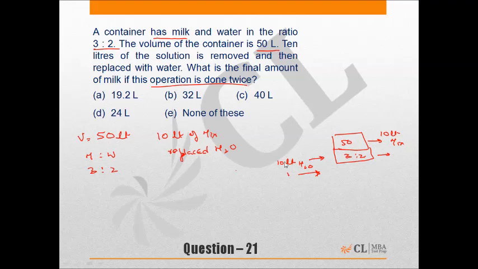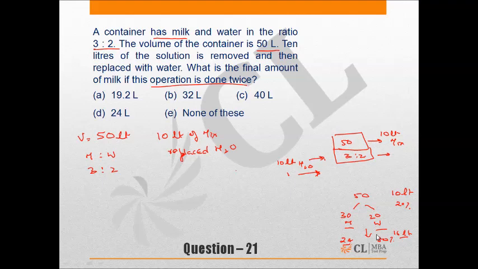Secondly, this mixture had 50 liters of milk and water, out of which originally 30 liters were milk and 20 liters were water. When you are removing 10 liters of this mixture, you are removing 20% of the mixture, and hence the quantity of milk and quantity of water, both of them will come down by 20%, or you will be left with 80%. So you will be left with 80% of 20 for water and 80% of 30 for milk. So 80% of 30 is 24 liters of milk, and 16 liters of water, which adds up to 40 because you have removed 10 liters.